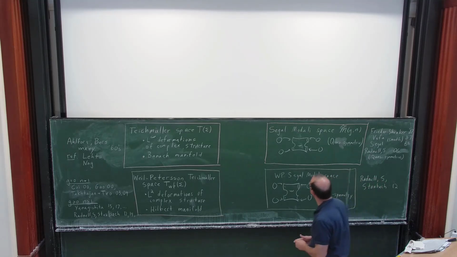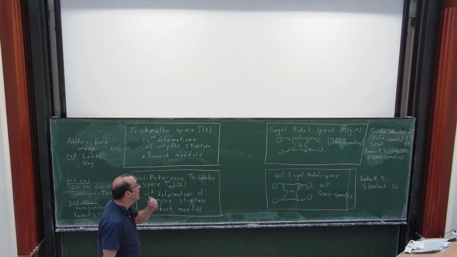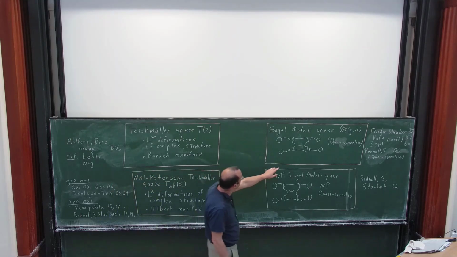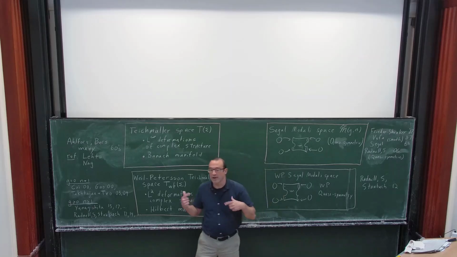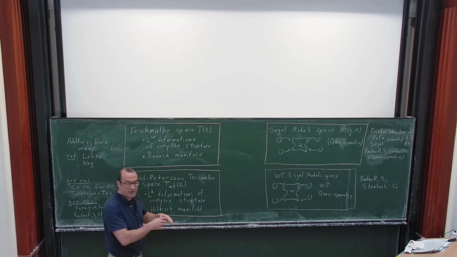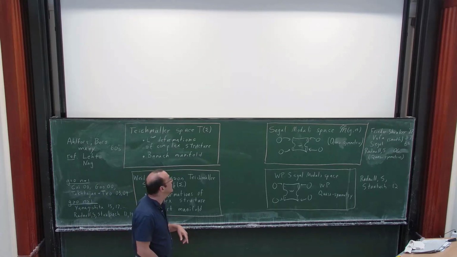So the second space is the Segal moduli space, which maybe is what's of interest here. And so that's a space of Riemann surfaces together with boundary parametrizations. And so then you want to model by an equivalence relation, so conformal equivalence, but it has to preserve the boundary parametrizations.